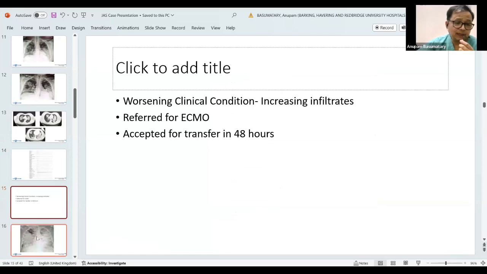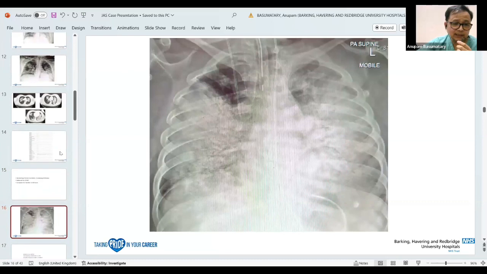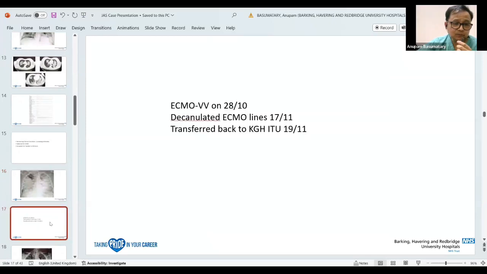And on the day of transfer, this is the X-ray. The X-ray is looking visibly worse. This tells us the reason for his deteriorating oxygenation. So he was promptly transferred. He had lines put in place. The portable ECMO team came. He was put on the VV mode of ECMO on the 28th.